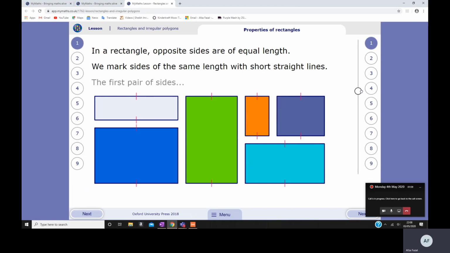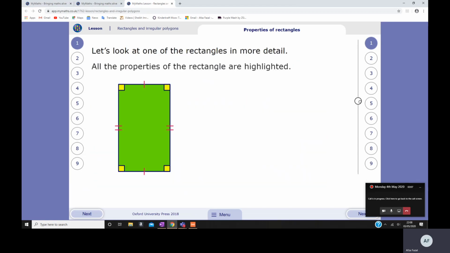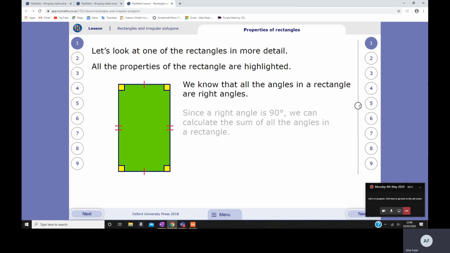So the first set of parallel sides are marked with one line. They're all opposite, so that means they're the same. Then you've got the second pair marked with two lines. Now, we've got another rectangle here. All the properties of the rectangle are highlighted.